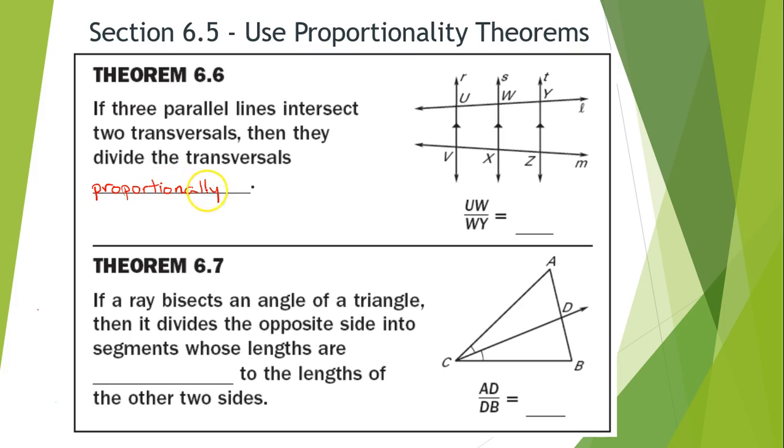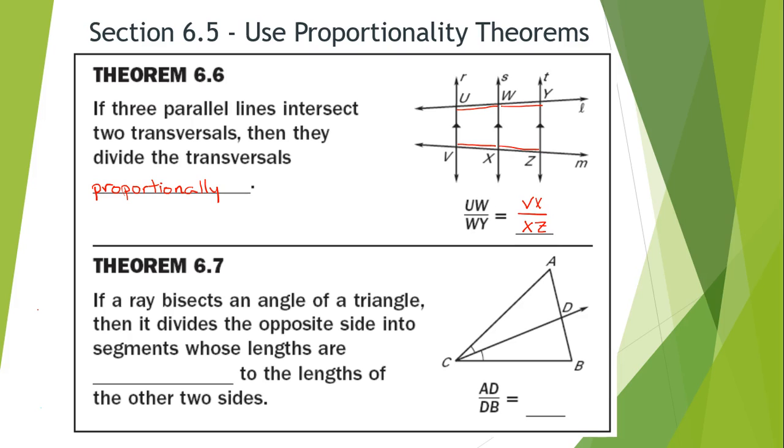Okay, and how we're going to make this statement right here, it says, so this segment right here, UV over UW over WY, that is going to be equal to this segment over this one. So VX over XZ. And we'll use that in an exercise here in just a bit.